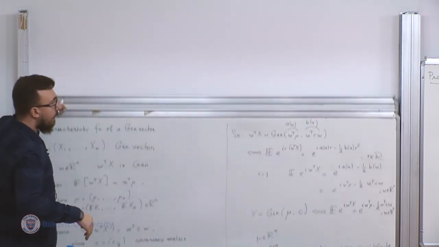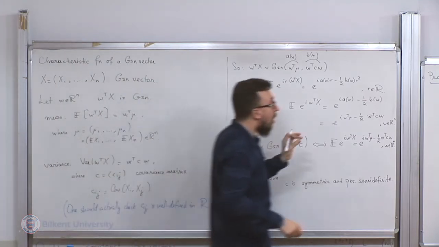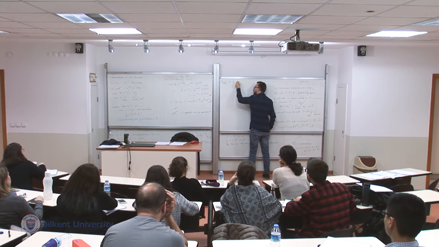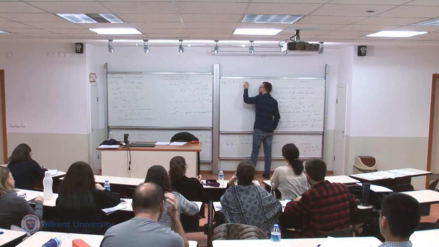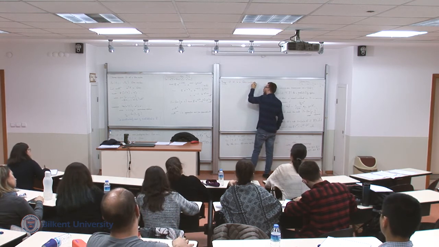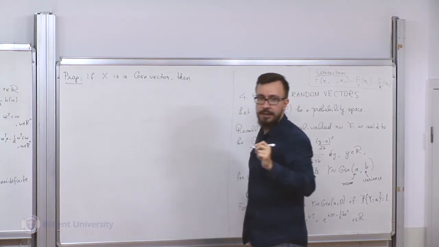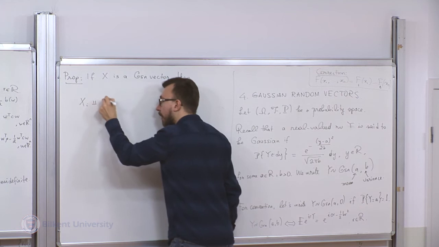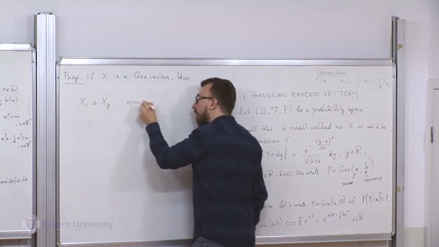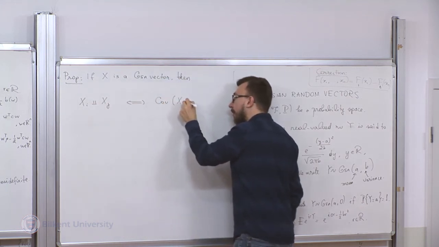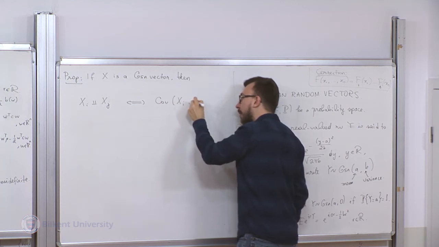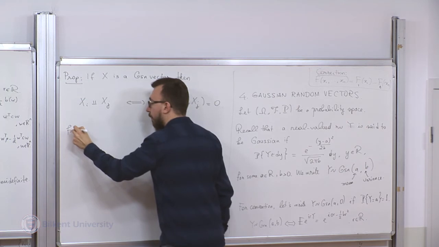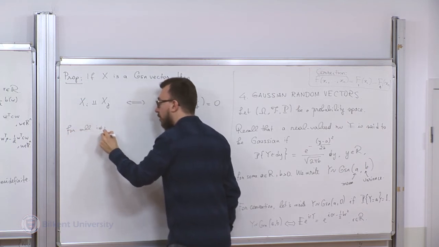But if you have a vector which you know to be Gaussian, so if X is a Gaussian vector, then we have something very nice. Two components are independent if and only if their covariance is 0, for all i, j different.